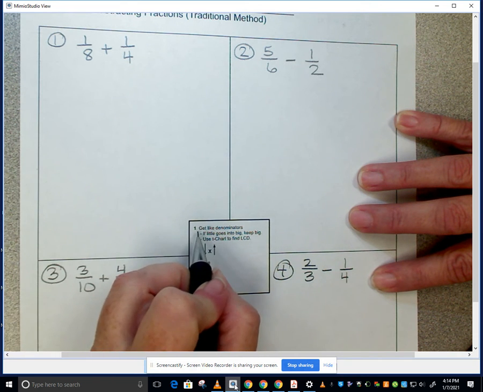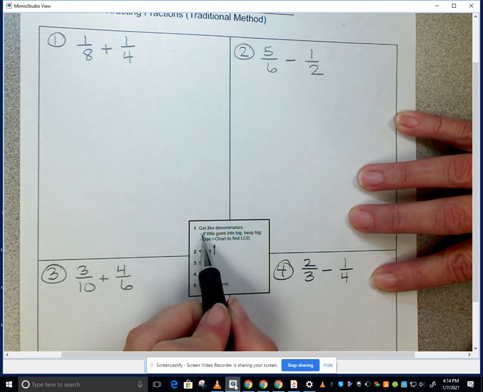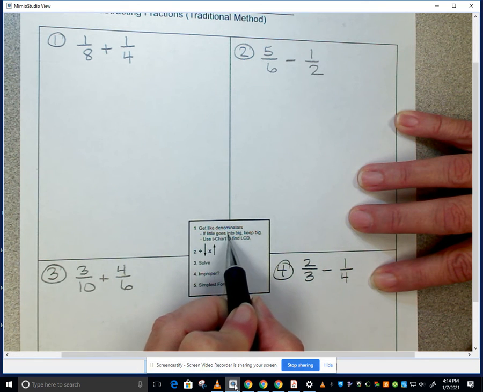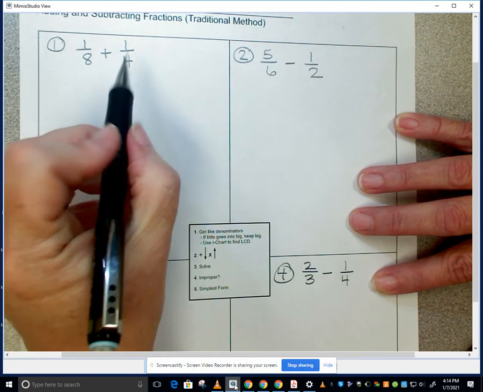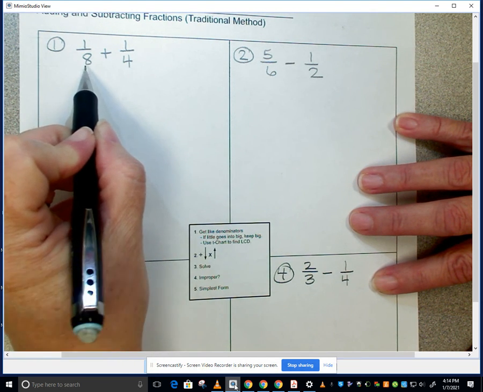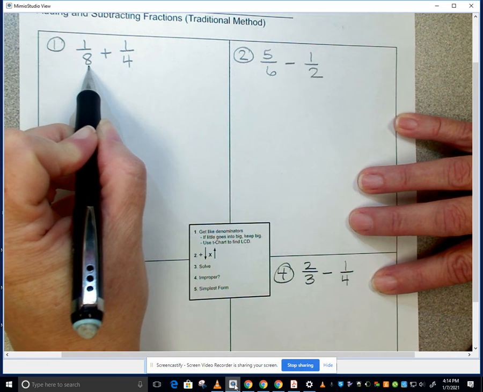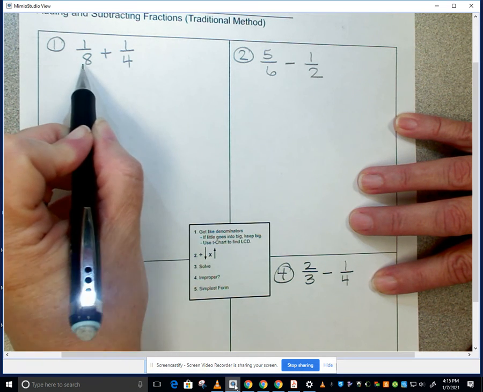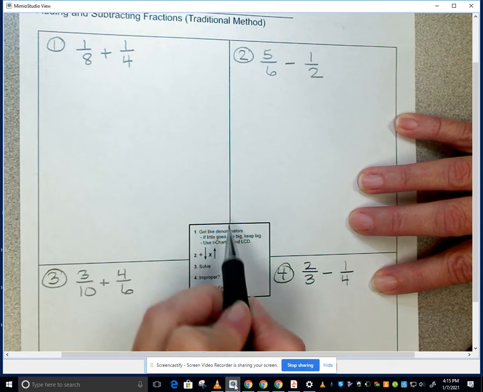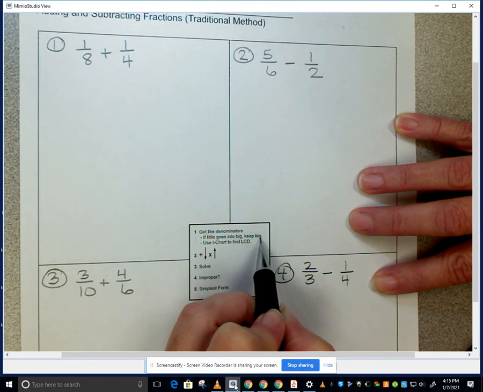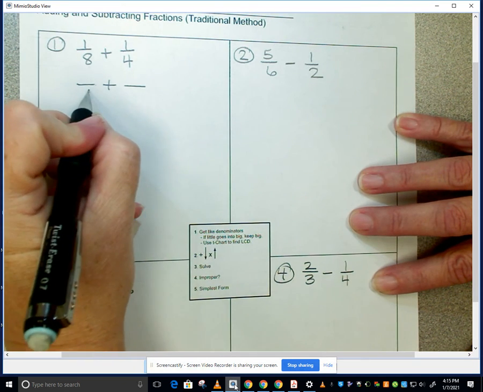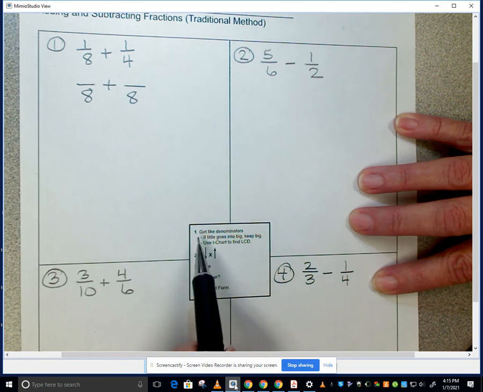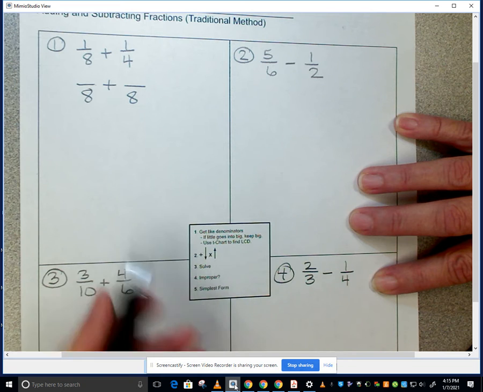Okay, so the first thing it tells me to do to get like denominators, there are 2 ways I can do that. It says if little goes into big, keep big. Let me show you what that means. Look at our denominators. 4 is the little number, 8 is the big number. Will 4 go into 8? Yes, it will. So since 4 will go into 8, we're going to keep the 8. See, it says if little goes into big, keep big. So I'm going to write a new fraction or set it up, and my new denominator is going to be 8.